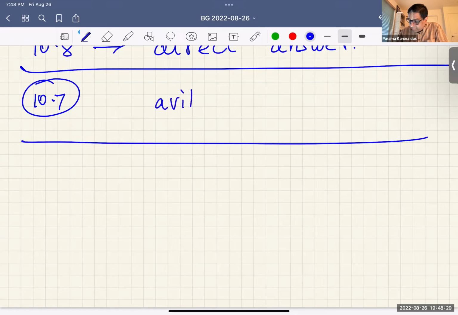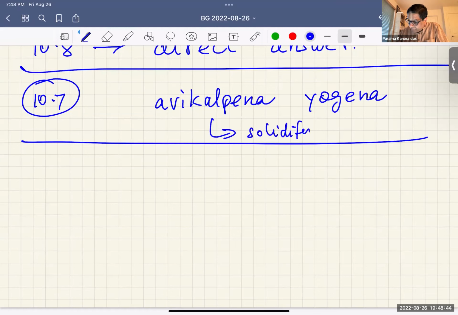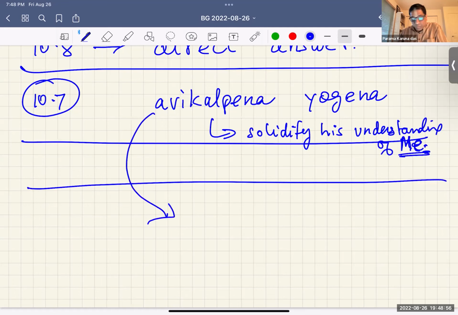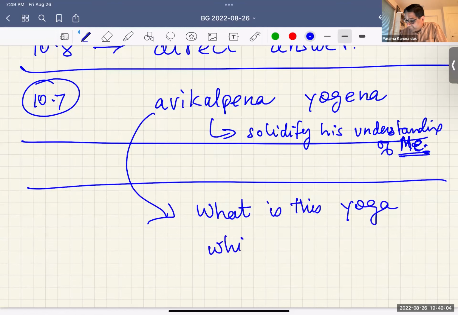Okay. So what are the main points? Avikalpena yogena. That yoga which has no alternative. One can engage and then solidify his understanding of me, M with a capital M, me with a capital M. So by doing this, now the question is, what is this avikalpena yogena? What is this yoga which has no alternative?